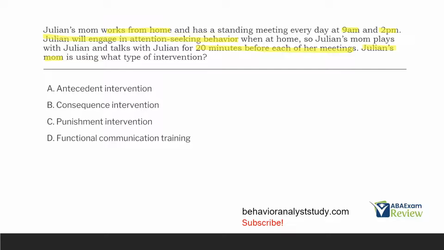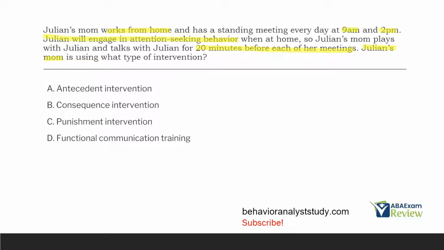She's saying, I have this meeting coming up. Julian engages in attention-seeking behavior. I'm going to give him attention prior to the meetings. What am I using? A, an antecedent intervention. Sure. Why is it an antecedent intervention? Well, because Julian's mom is being proactive. She's being preventative. She's not waiting for the attention-seeking behavior to occur, then reacting. She's being proactive and trying to prevent the attention-seeking behavior from occurring at the wrong time. So she's using non-contingent reinforcement. She's going in, being proactive, and using an antecedent intervention.